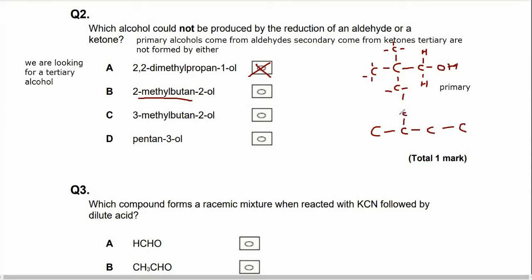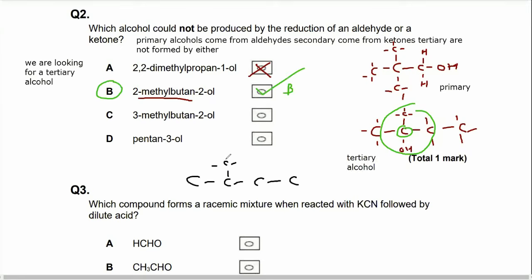Let's look at 2-methyl-butan 2-ol. We draw the butan chain. We've got a methyl group coming off of the 2nd carbon, and we've also got the hydroxy coming off of the 2nd carbon. Let's zoom in. There are no hydrogens attached to the carbon that the alcohol group is on. So this is a tertiary alcohol, and that is our answer B.